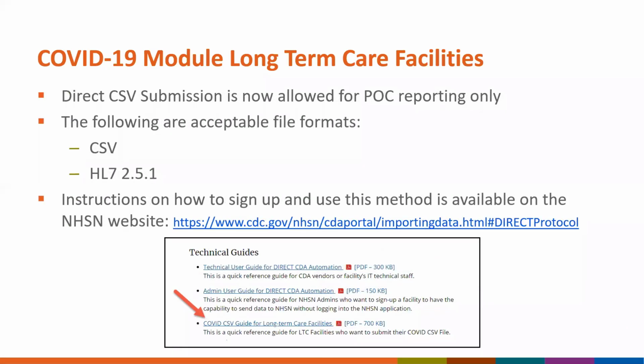As promised, direct submissions is now available for point of care testing only. The accepted file formats are either CSV or the HL7 2.5.1. A guidance document for how to sign up your long-term care facility to use direct can be found under the importing data link in the CDA submission portal. As a reminder to those who might be new to direct, this is not a requirement. It is simply another method to import your POC test results into NHSN. The template for the CSV file can be found on the LTC webpage.